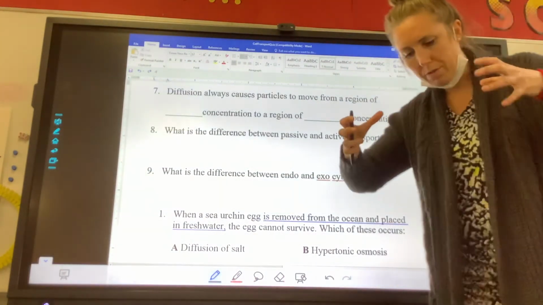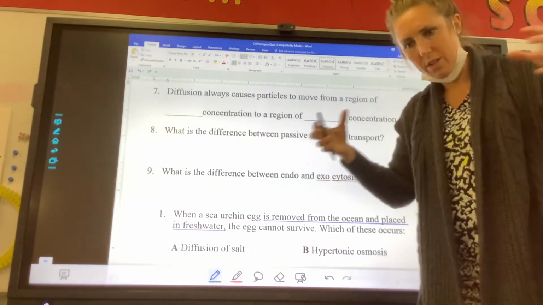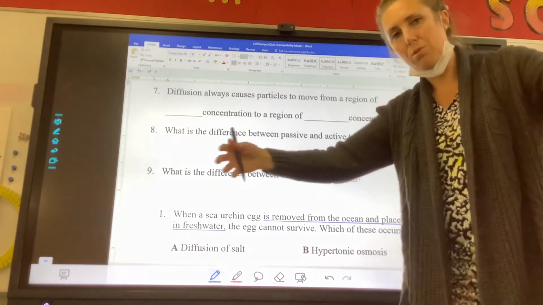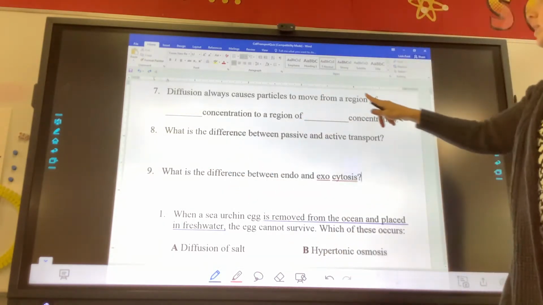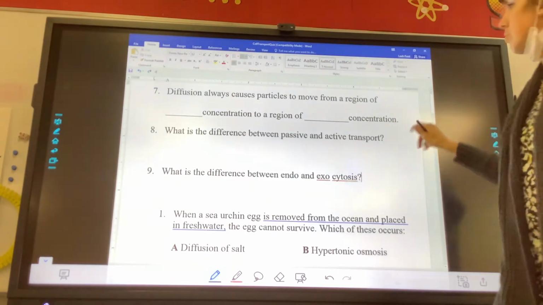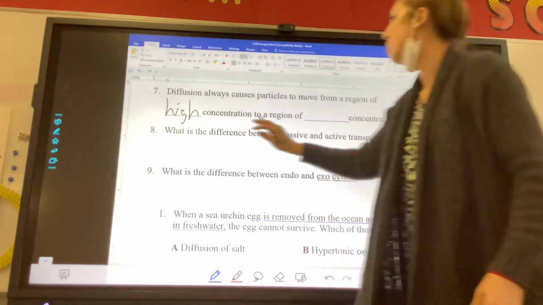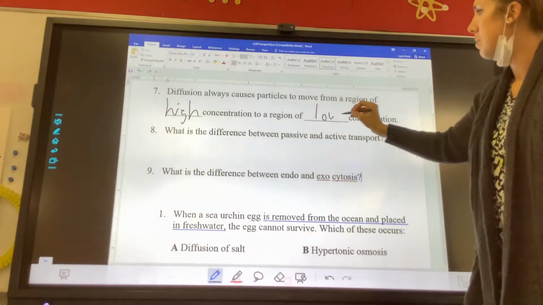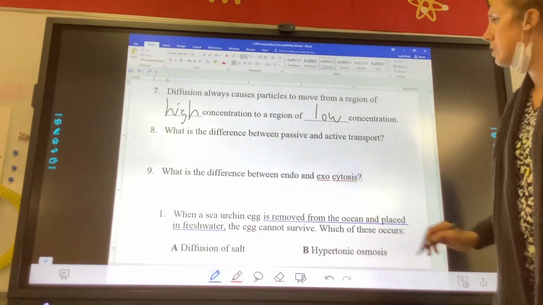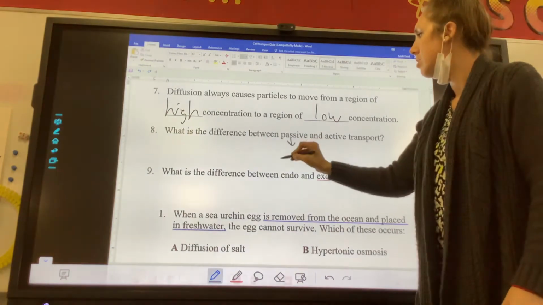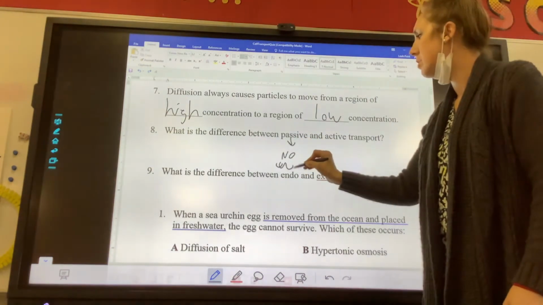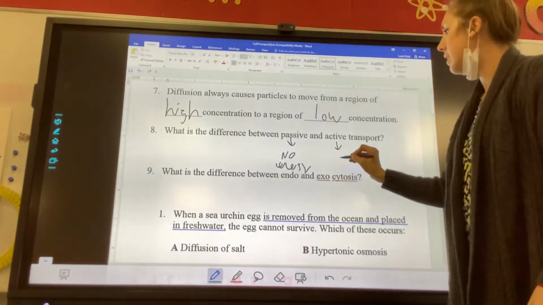Diffusion, so particle diffusion. Start from a high concentration, you diffuse to a low concentration. It always causes particles to move from a region of high concentration to a region of low concentration. Okay, what is the difference between passive and active? Passive, no energy. Active, yes, uses energy.